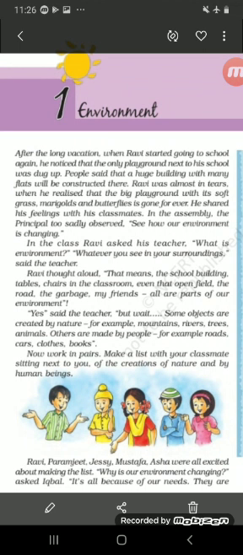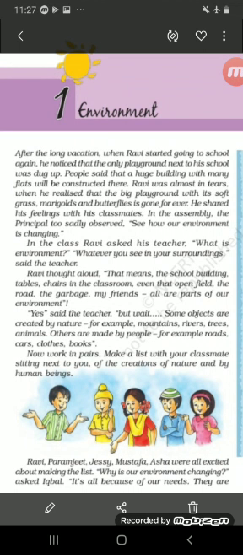Now work in pairs. Make a list with your classmate sitting next to you of the creations of nature and by human beings. Ravi, Paramjit, Jesse, Mustafa, Asha were all excited about making the list. You can do it with your friends. Okay, you can work in pairs. You can make your intimate friend one of your pair, and you can do it yourself as an instructor here. Okay.